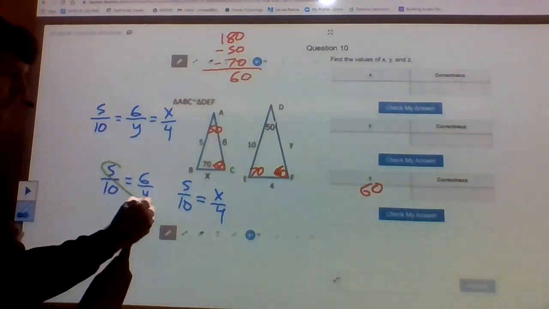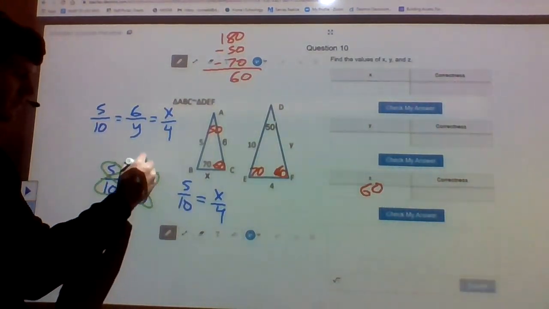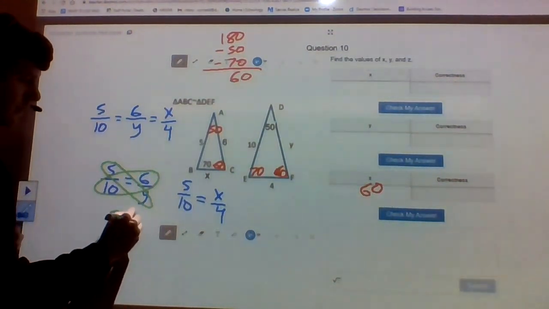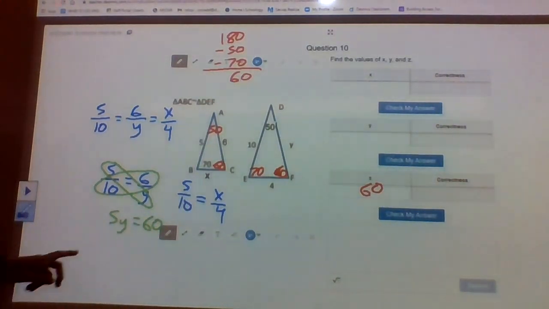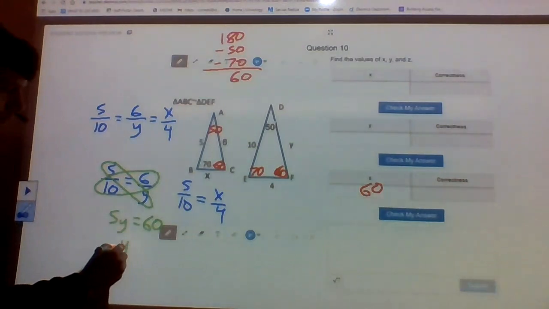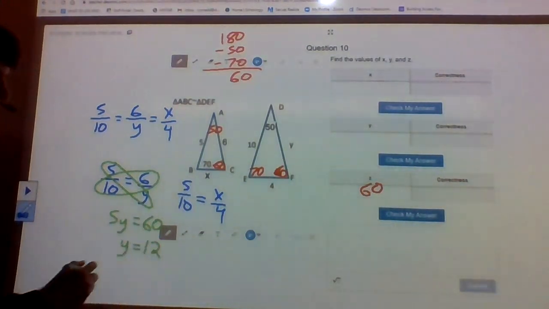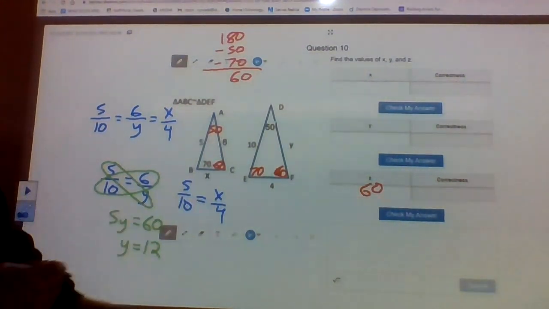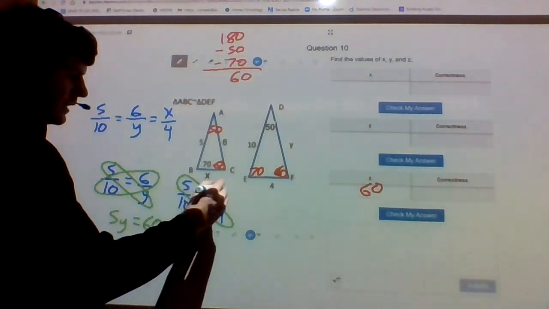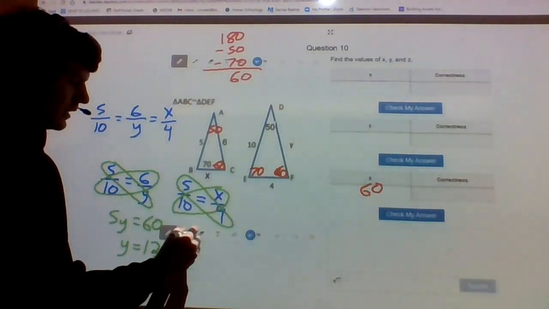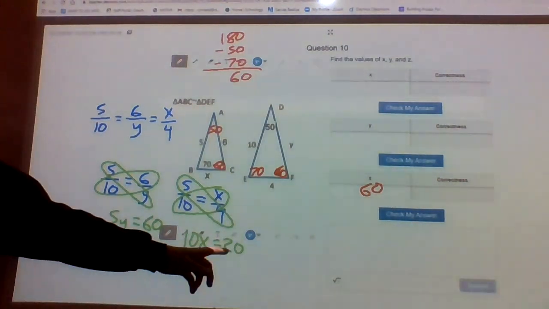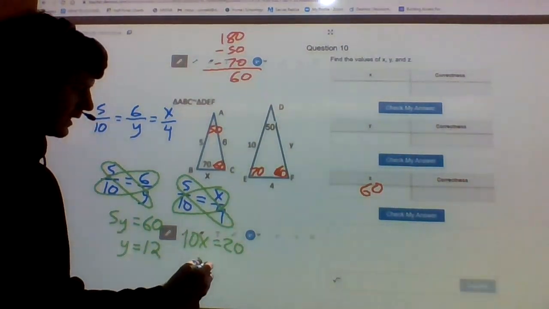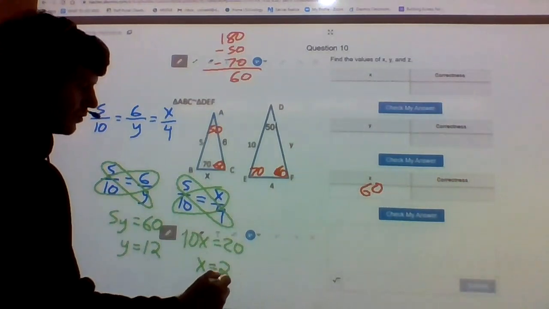Okay, so 5 times Y and 6 times 10. So we have 5Y equals 60. Divide by 5, you're going to get Y equals 12. Over here, cross multiply, we got 20 and 10x. So we got 10x equals 20. Divide by 10, divide by 10, you're going to get x equals 2.